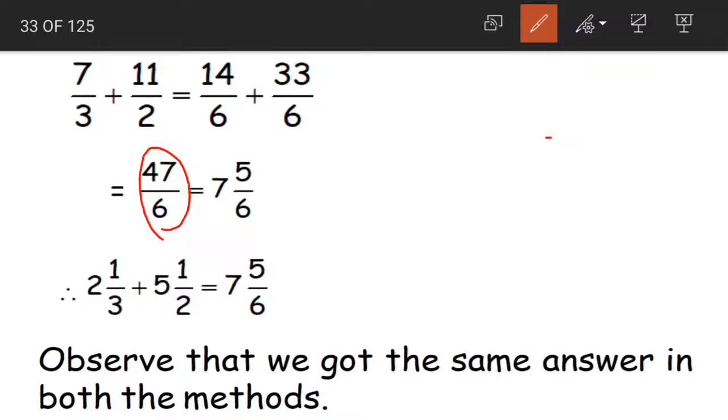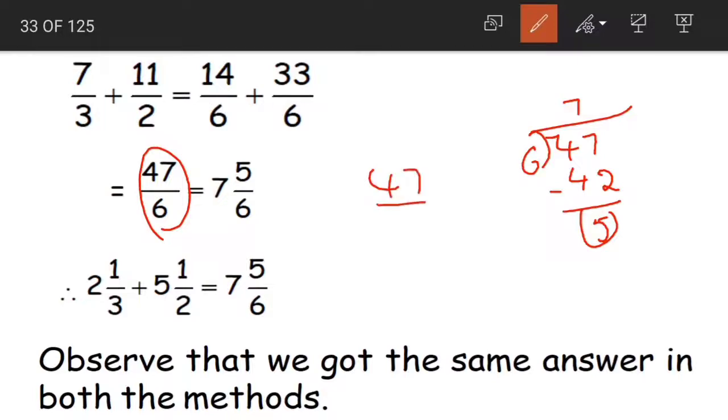But this is an improper fraction. We need to represent it in terms of a mixed fraction. 47 by 6, right? So divide 47 by 6. We have 6 7s are 42. When we subtract, 5 will be remaining. Now how to represent it in terms of a mixed fraction?